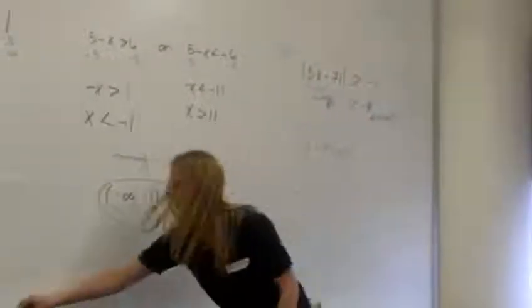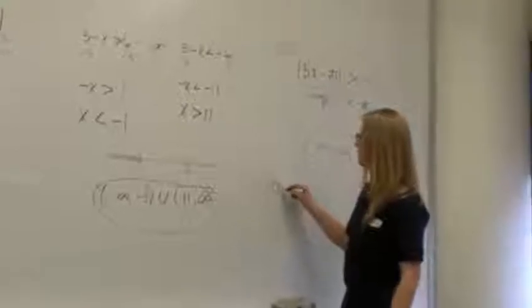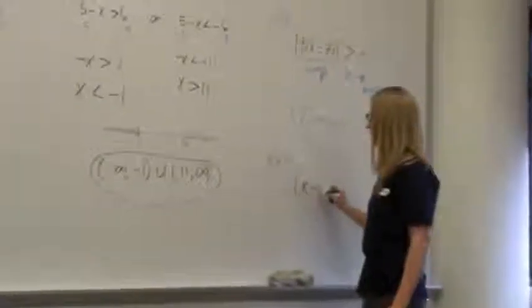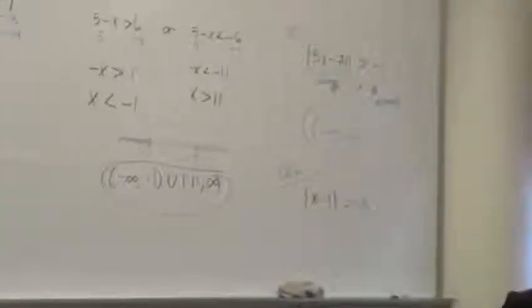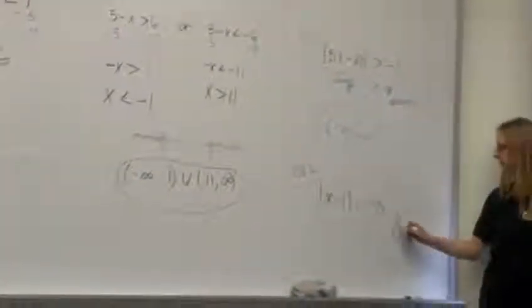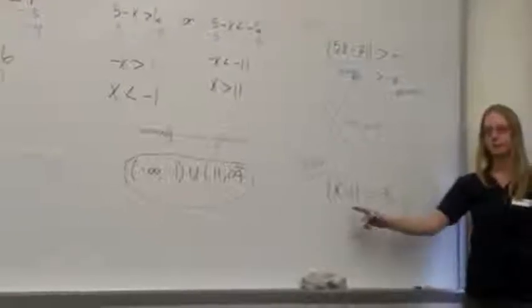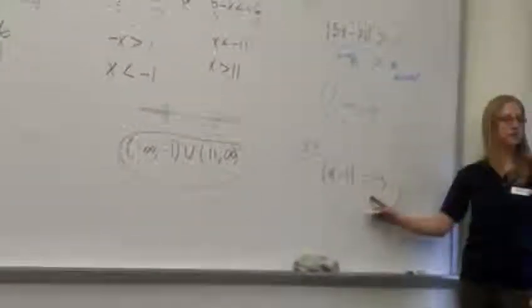Let me throw one else at you just to make sure you guys are awake. Absolute value of x minus 1 equals negative 3. No solution. Done. No work. Why is it no solution? Because it's never going to be true. Absolute value equals a negative will never be true.